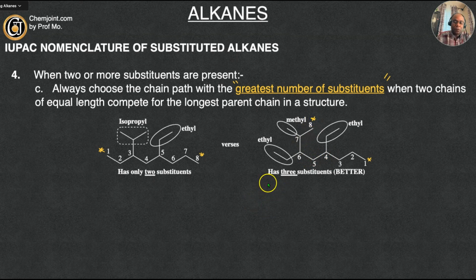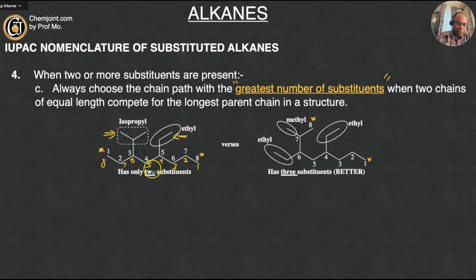Those are the two different ways we can number this. Of course, I'm not saying that this is a correct numbering. We'll have to do the second set. But first, let's find the one with the greatest substituents. Any carbon that is not numbered is going to be a substituent. If you number it this way, or alternatively this way, you will always end up with only 2 substituents, isopropyl there and ethyl there.